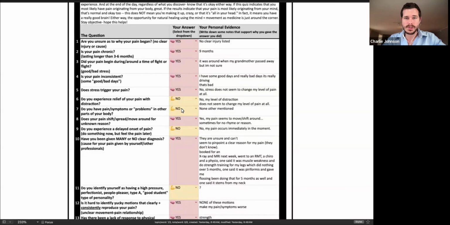Many people with symptoms that are due to a centrally sensitized brain or nervous system have symptoms all over the place, right? And they also have symptoms that shift around. He mentioned his symptoms do shift around. Delayed onset of pain? Nope, he feels it immediately in the moment.